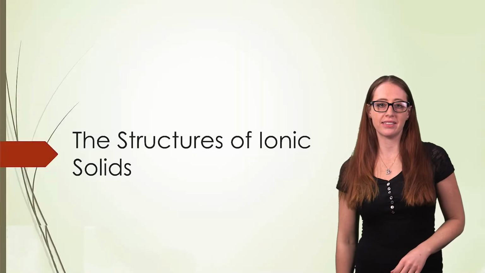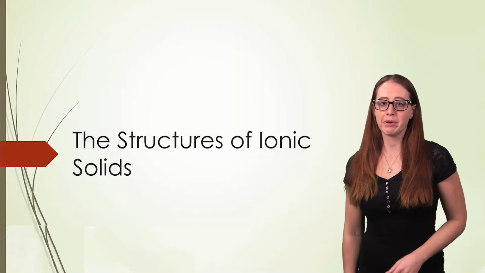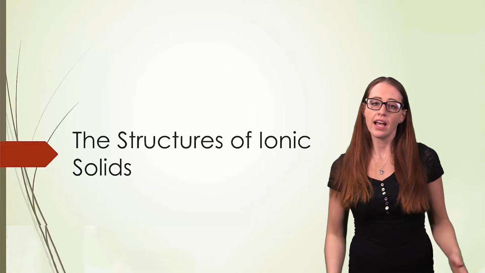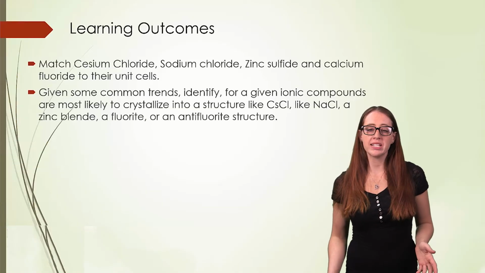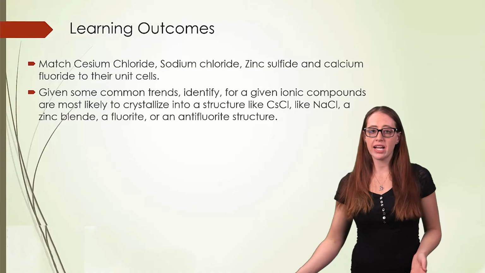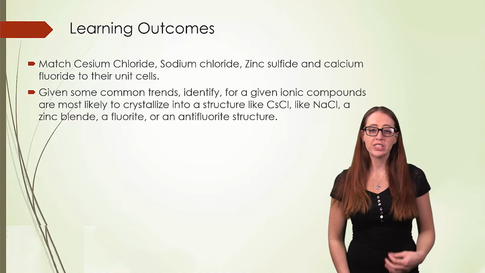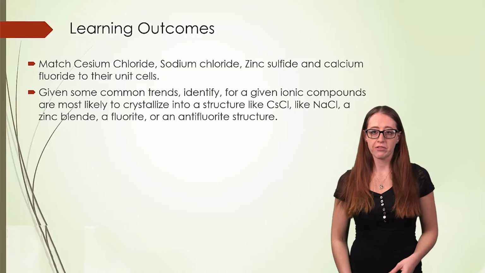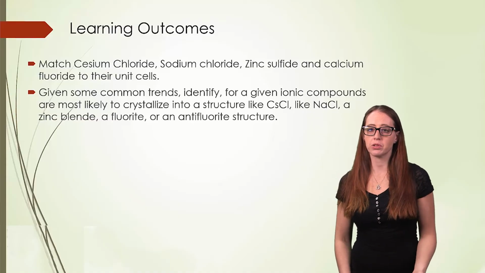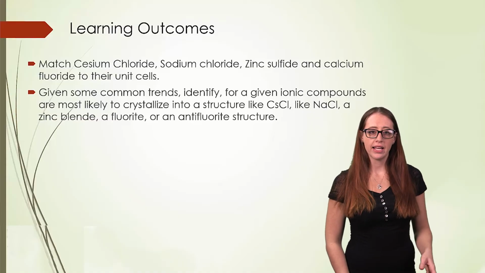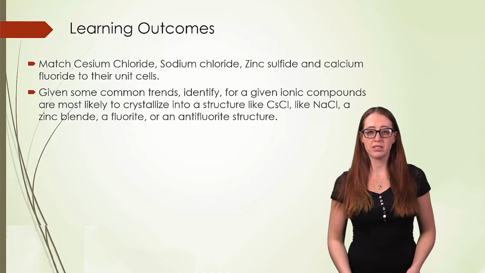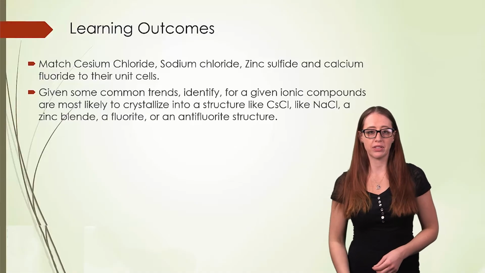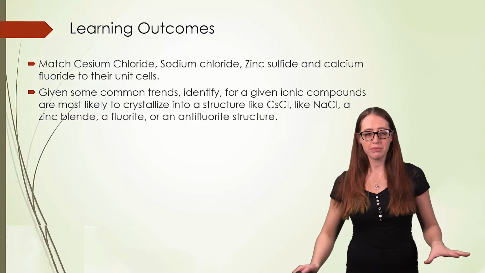Structures of ionic solids. Now let's talk about a few select ionic solids and some slightly more complicated structures. We're going to talk about what types of ions form what types of crystal structures. You'll need to know the crystal structures for cesium chloride, sodium chloride, zinc sulfide, and calcium fluoride, and for other ions match the most likely structure if given the radii of the atoms. And this will make far more sense as we go through it.